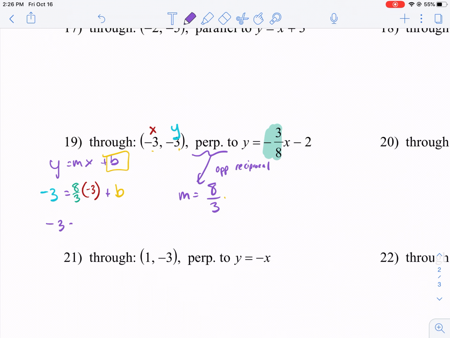So we have negative 3 equals... now I've been doing this kind of quickly. Let me show you an easier way. If you are having trouble with multiplying fractions, we put the negative 3 over 1, and we just multiply top times top, bottom times bottom. We get negative 24 over 3, plus b. Negative 24 over 3 reduces to negative 8 plus b equals negative 3. We add 8 to both sides, and we get 5 equals b.